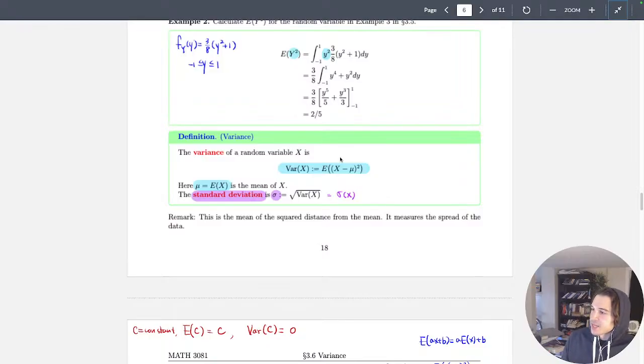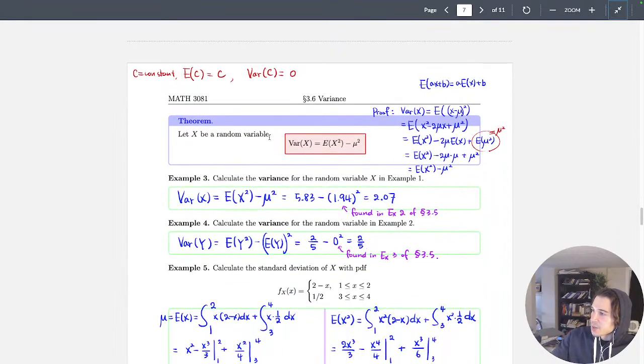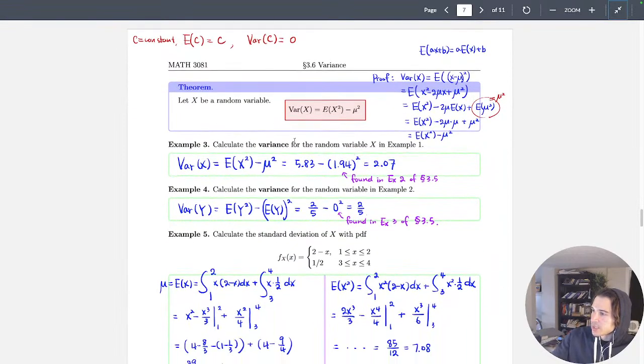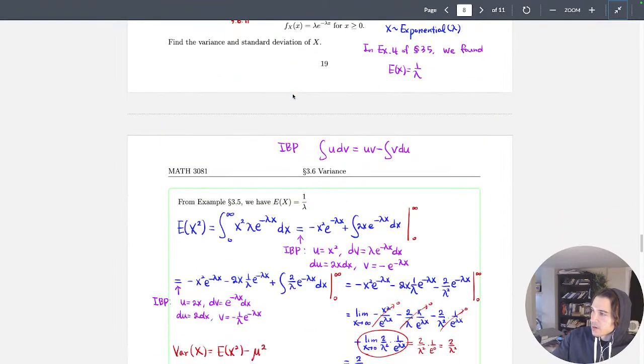The standard deviation is the square root of the variance of x. This is the mean of the squared distance from the mean. It measures the spread of the data. Let x be a random variable. Okay, that's just repeating what we said. These are examples, very straightforward for calculating the variance.